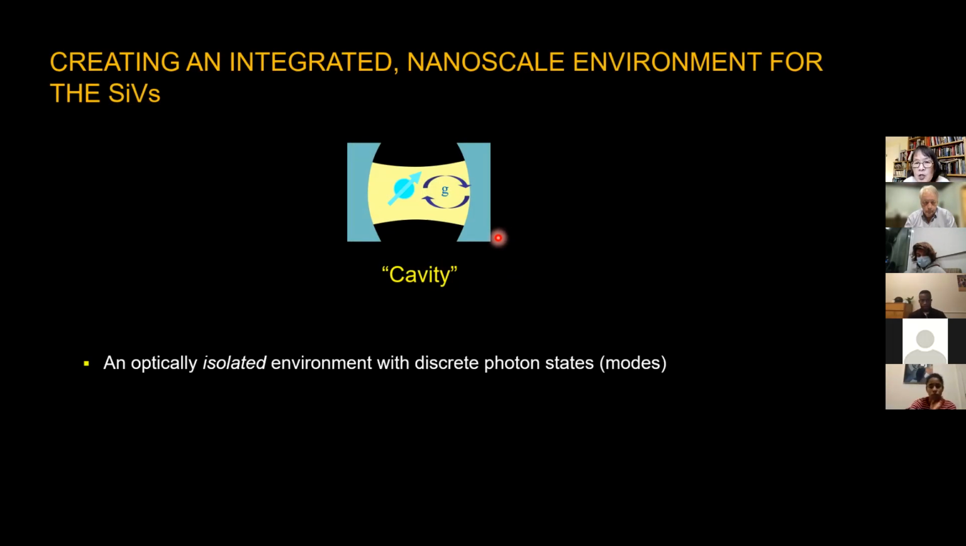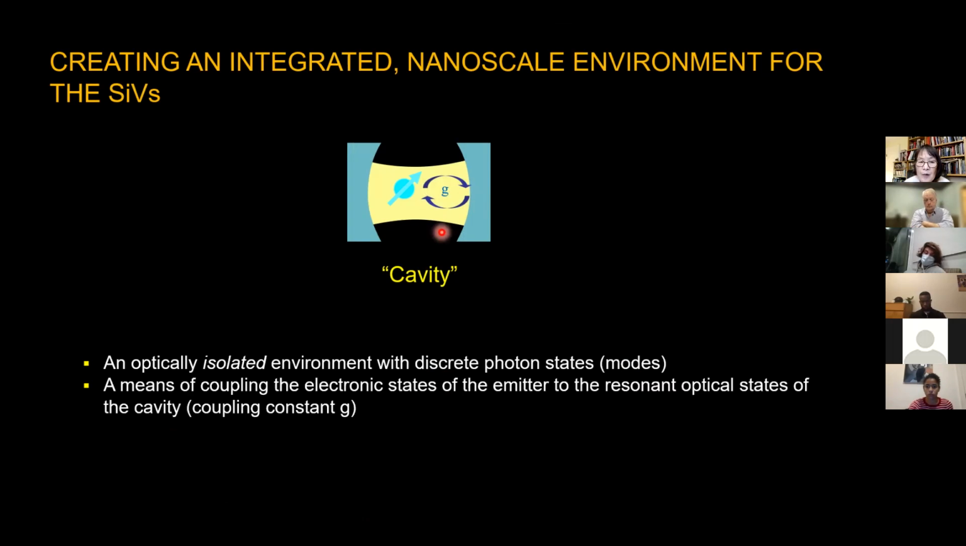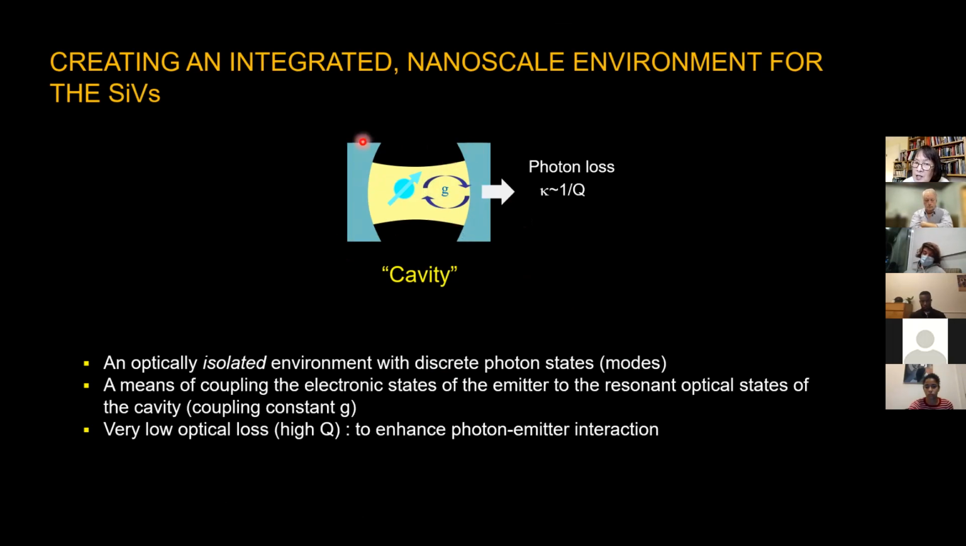There are fancy definitions. Maybe some of you know those fancy definitions. Let me just say, for our purposes, it's an optically isolated environment that has discrete photon states. And it is an environment that is designed so that it will couple with this coupling constant G. Those photon states will couple or interact or be resonant with the electronic states of the emitter, which is our vacancy. It is a system, the cavity, that has very low optical loss.